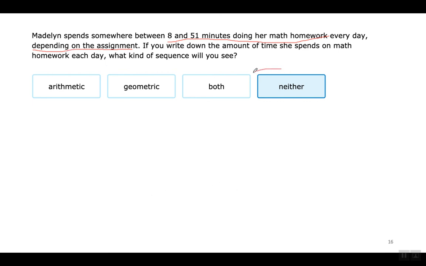So it's neither. Right? Dice que Madeline pasa entre 8 y 51 minutos cada día haciendo la tarea de matemática. Depende de la tarea. Así que la cantidad no es fija, cambia dependiendo de la tarea. Así que no se está multiplicando o sumando el mismo número, no es ninguno de los dos.